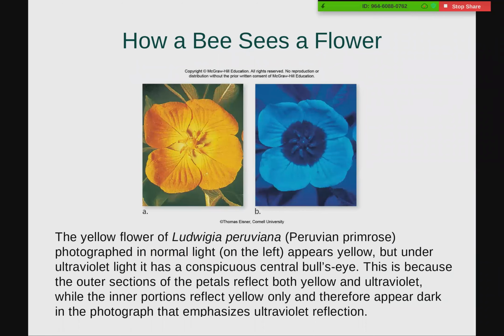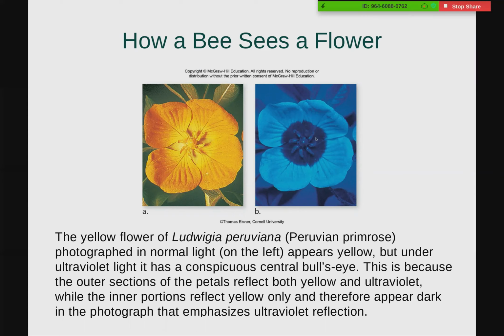Now, bees are really interesting. This is how we see a normal flower here. In this case this is a yellow flower, Ludwigia peruviana, or the Peruvian primrose. This is what we see. This is what a bee sees. Why is this the case? Well, the outer sections of the petals, actually, interestingly enough, reflect both yellow and ultraviolet light, while the inner sections only reflect yellow light.